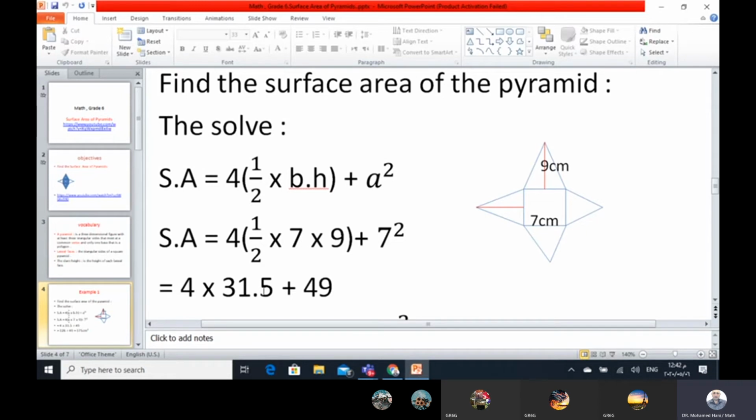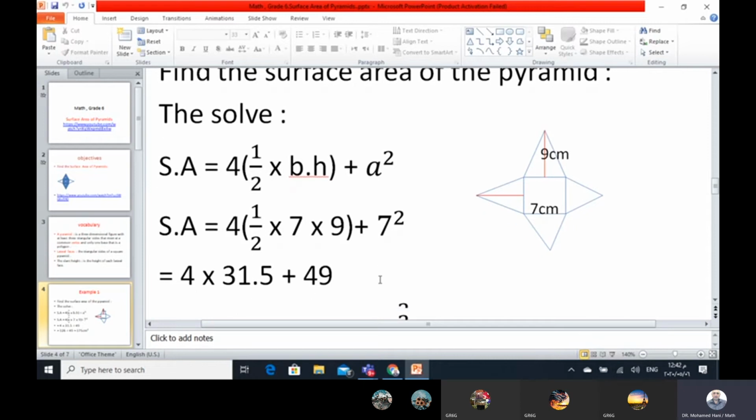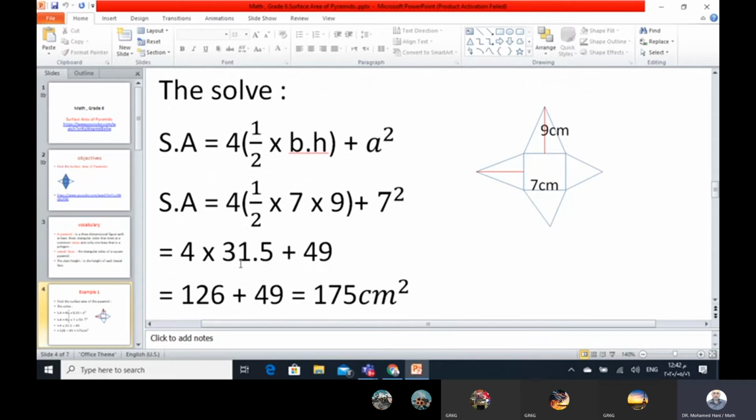4 multiplied by 31.5 plus 7 exponent 2, which means 7 times 7, we have 49. Now 4 multiplied by 31.5 will be 126. 126 plus 49 will be 175. 175 centimeter squared.